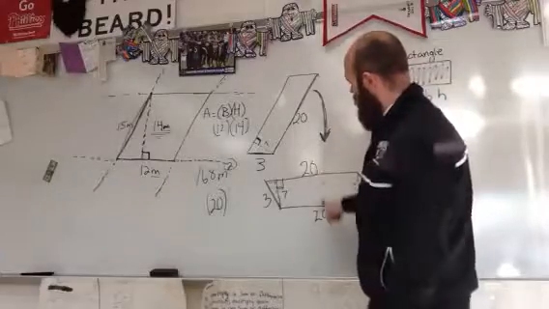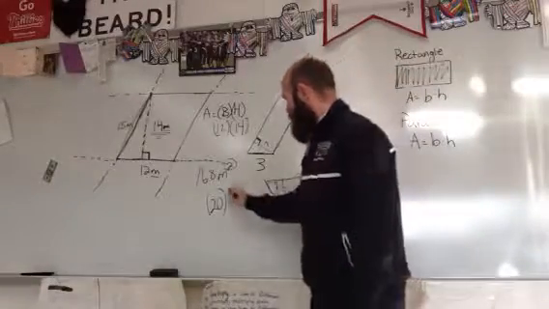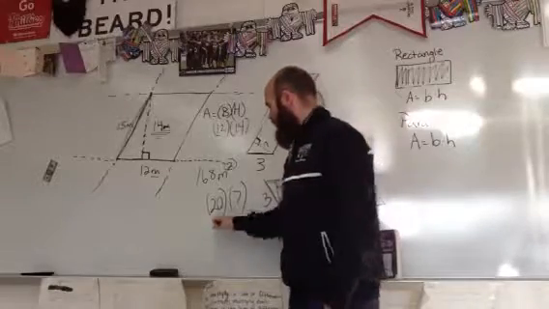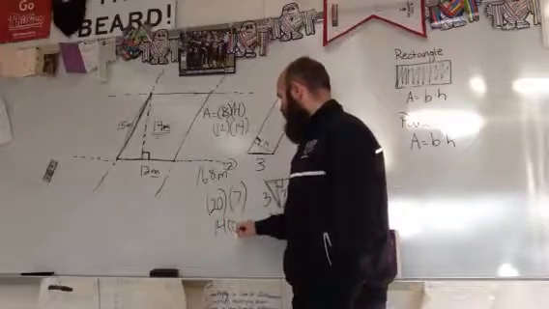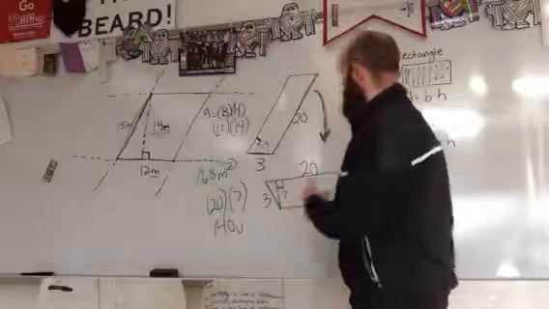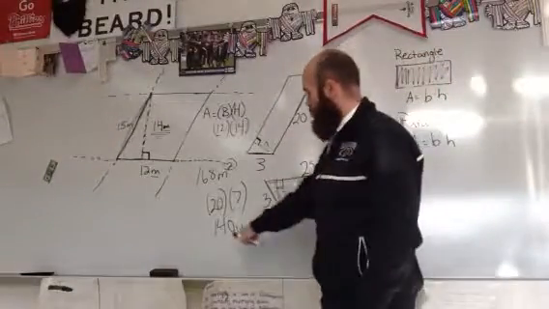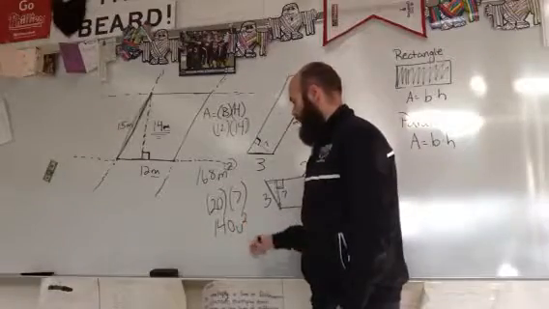So base of 20, height of 7, I multiply the two of those together, and I get 140. I'm going to put a U for units because in this example it didn't give me feet, meters, centimeters, anything like that. So 140 units squared.